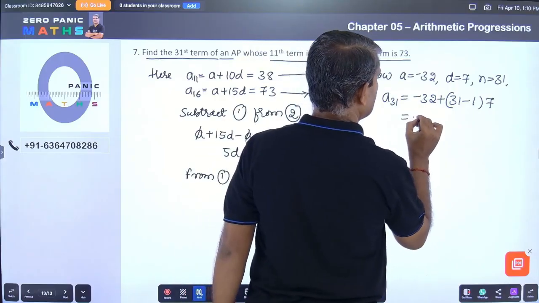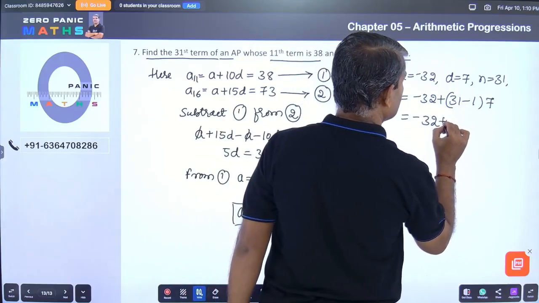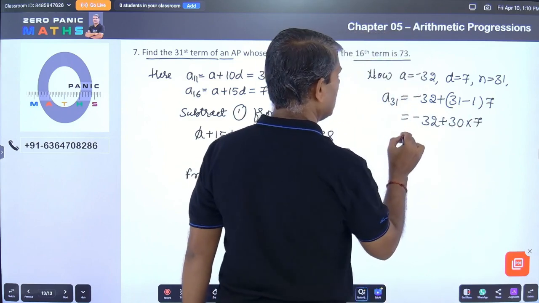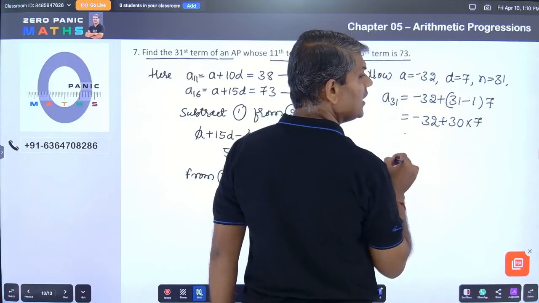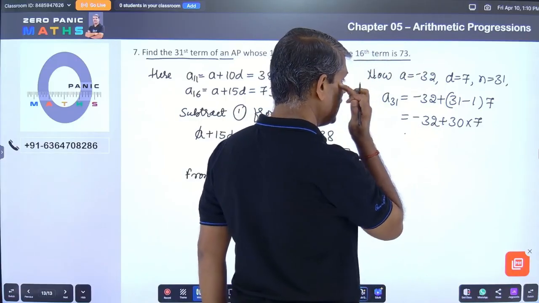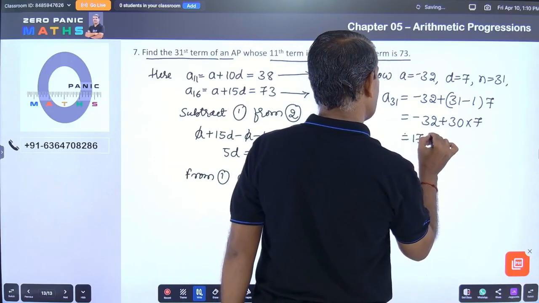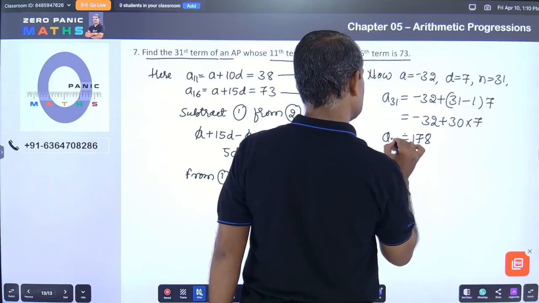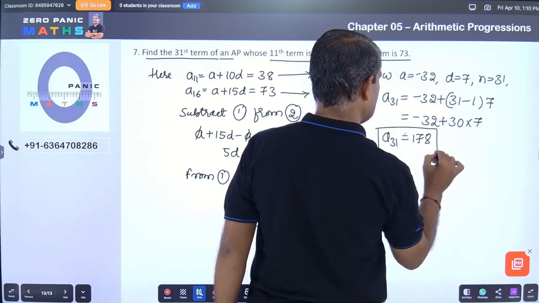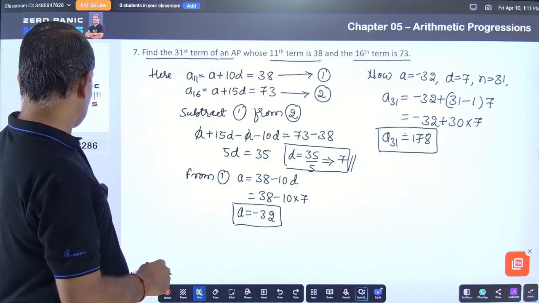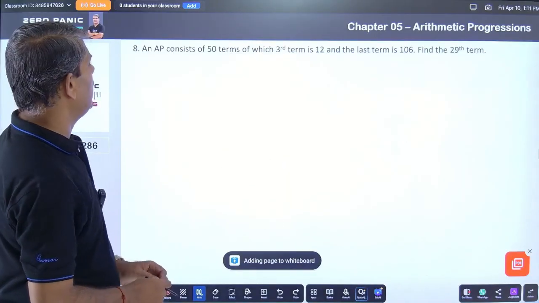So that is minus 32 plus 30 into 7, that is 210. That is 210 minus 32, which is 178. Is it correct? Right. Now let us continue the next problem quickly.